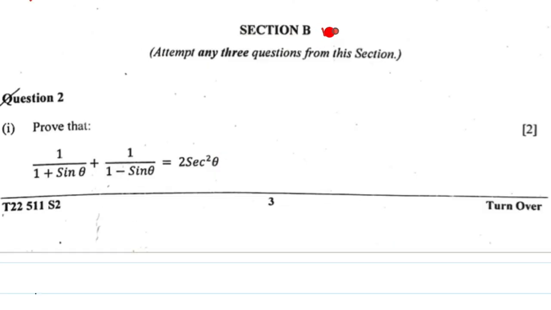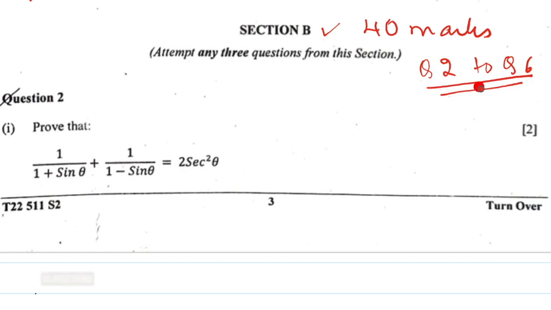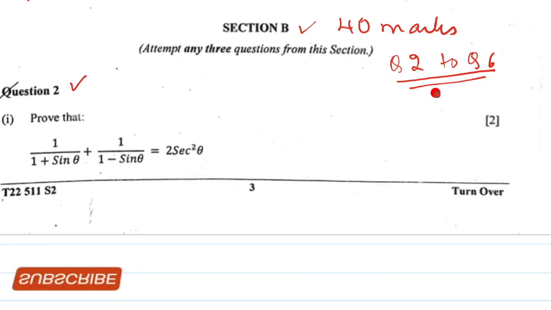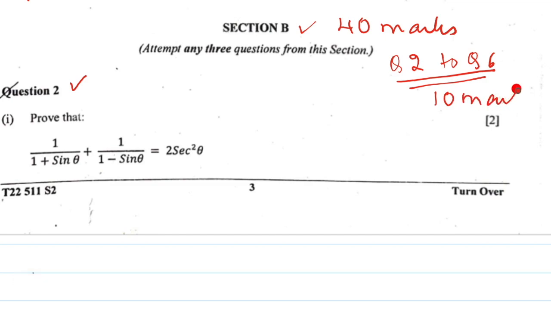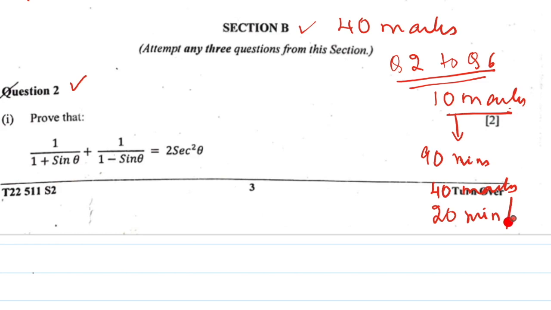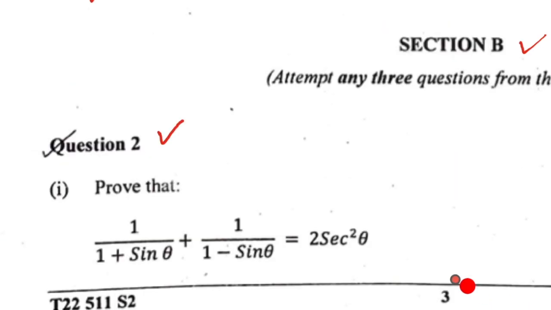So here we are, that is section B, and you will have from question 2 to question 6 to be selected from. Each one of these questions are going to be for 10 marks each. And if you look at the time management, we have 90 minutes for 40 marks. So we will have to plan 20 minutes per question. Okay, now let us look at our question number 2.